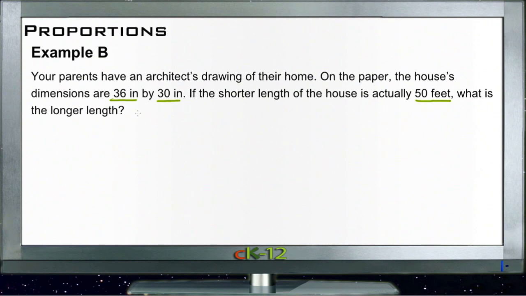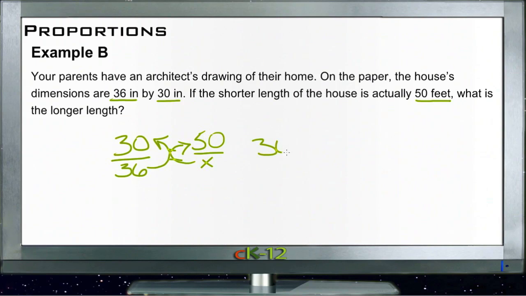So what we need to do is set up a ratio or a proportion that says 30 compares to 36 in the same way that 50 compares to something else. We know that on the paper it's 30 by 36, and in real life it's 50 by something else. So now we just cross multiply, and we get 30x is equal to 36 times 50. Well, 30 times 50 would be 1500, and 6 times 50 is 300, so we have 1800.